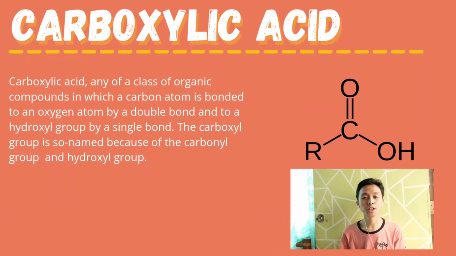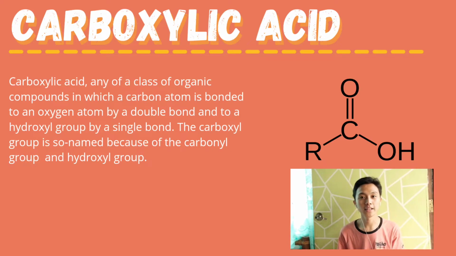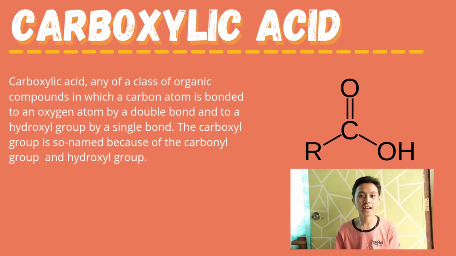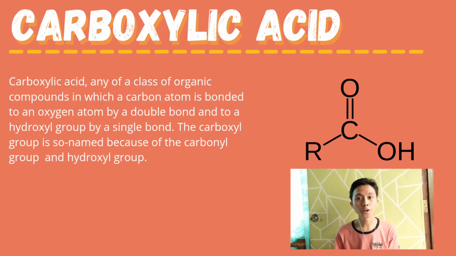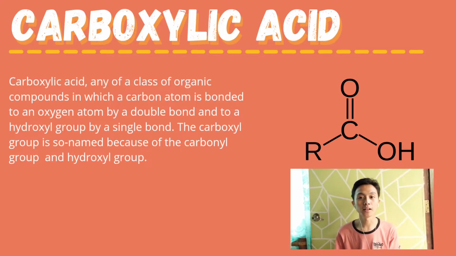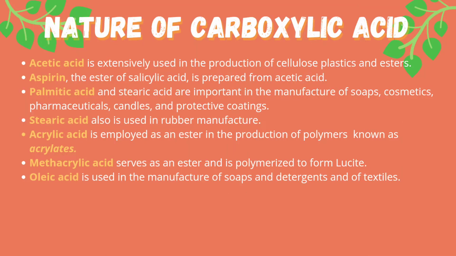The first functional group we will discuss is the carboxylic acid. A carboxylic acid is any compound in which a carbon is bonded to an oxygen by a double bond and to a hydroxyl group by a single bond. The fourth bond can either be a linkage to hydrogen or any univalent combining group. It was named the carboxyl group because it is a combination of a carbonyl group and a hydroxyl group.